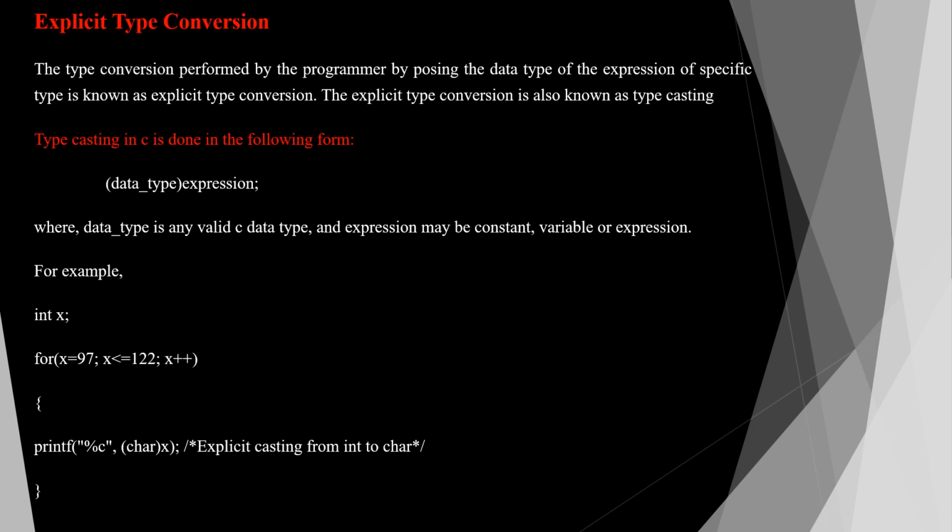So here below we have given examples too. int x, for the same example, x is equal to 95, x less than or equal to 122, then x plus plus. So here the printf, the percentage of c, is the format specifier for the character data type.